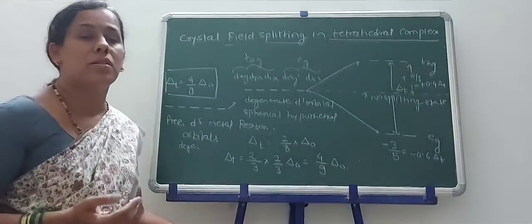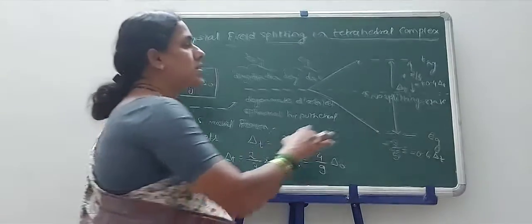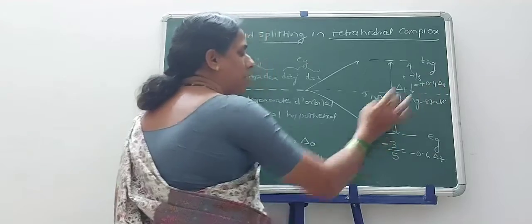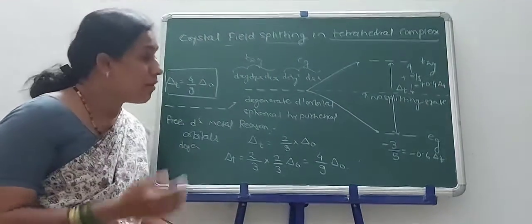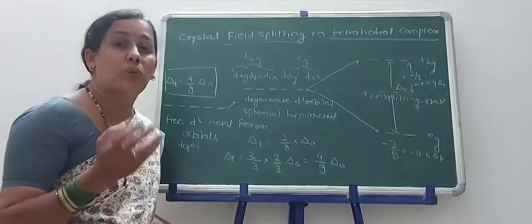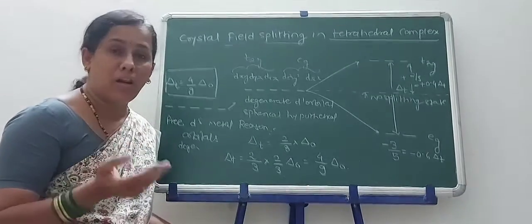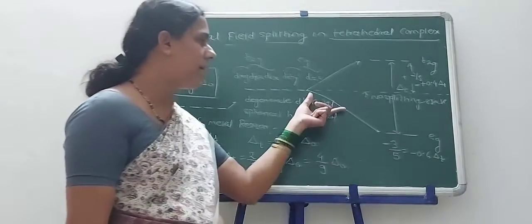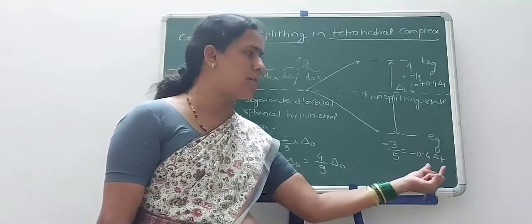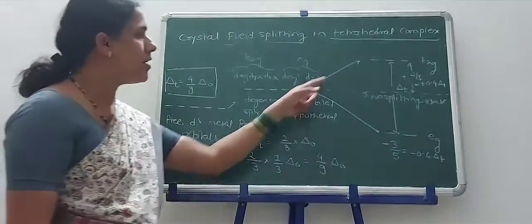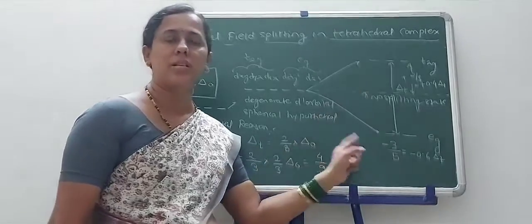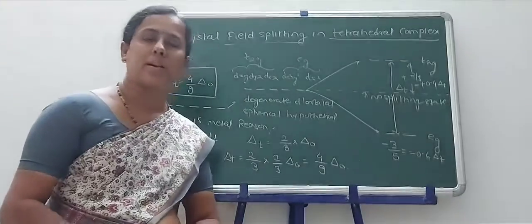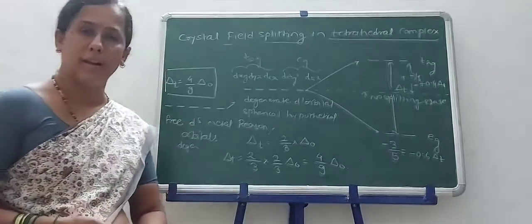Therefore, the orbitals between the axes, called t2g orbitals, are raised in energy by plus 0.4 delta T, while the orbitals lying along the axis have less repulsion between ligand electrons and metal electrons, so they are lowered in energy by minus 0.6 delta T. Thus the splitting of d orbitals occurs. The simple thing is that the crystal field splitting in a tetrahedral complex is just opposite to that of an octahedral complex.